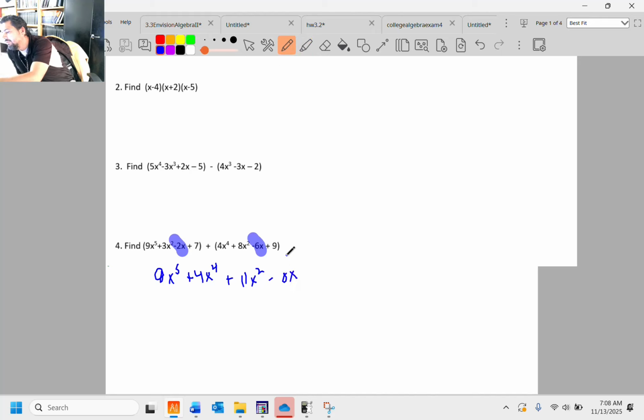And the reason I didn't do the distributive property is because it was addition. Addition does not force sign changes. Never has, never will. And then I have, is this the same version y'all took? I have a 7 and a 9, which makes a 16.